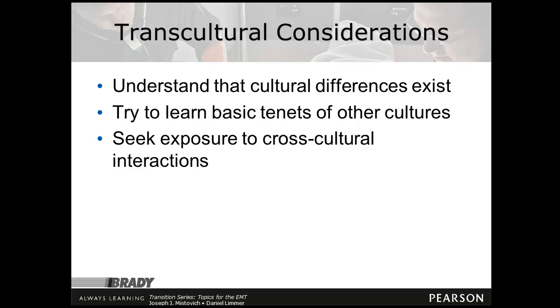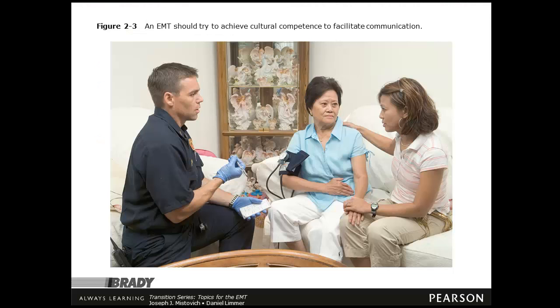Both the EMT and the patient bring their own personal experiences into their professional interaction. So it's really important to avoid ethnocentrism, the belief that one's own cultural group is the most important, and to respect the patient's culture. It's easier to do this if you've actually been exposed to other cultures. So seek out opportunities to learn about people who are different than you. Here's a Caucasian EMT conducting an interview with an apparently Asian family. It would be helpful if this EMT had had prior experience with that culture.